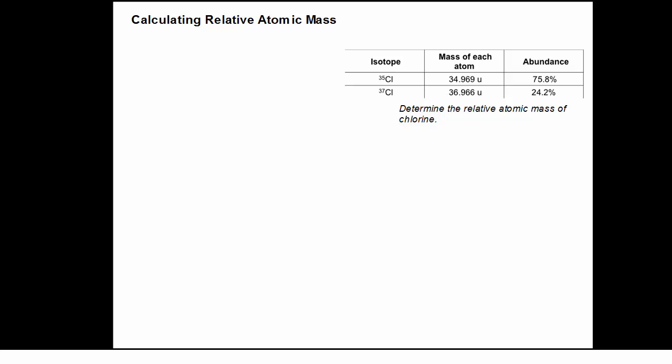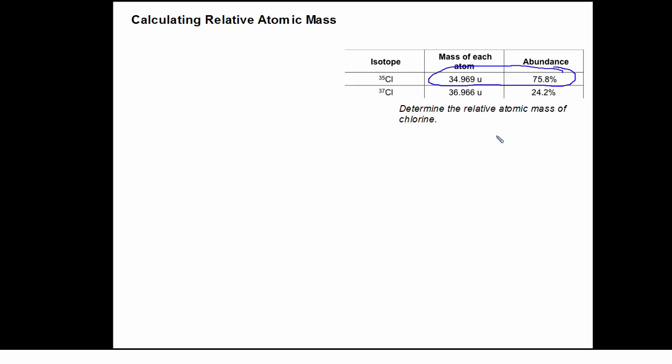Consider the data I present here. Calculate relative atomic mass. Here are the two isotopes of chlorine. Okay, chlorine has a very nice isotopic abundance distribution. It's essentially 75% chlorine 35, 25% chlorine 37. What that means, as shown here in the table, is that 75.8% of all of the chlorine in the universe has a mass of 34.969 atomic mass units, while 24.2% has a mass of 36.966 atomic mass units.